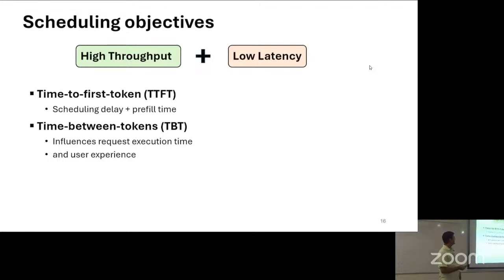Okay. So scheduling delay is when you send a prompt, it may not immediately get scheduled on the system. You may be waiting in a queue because something else is going on.